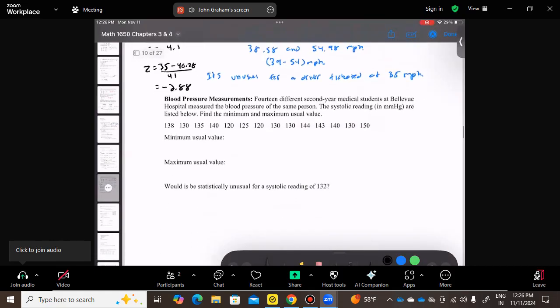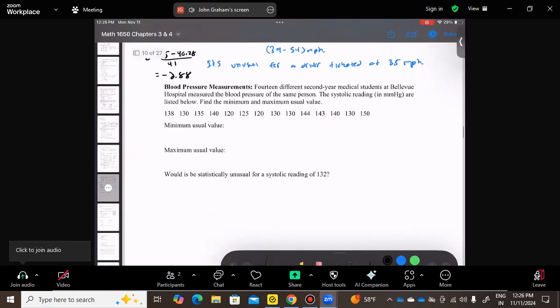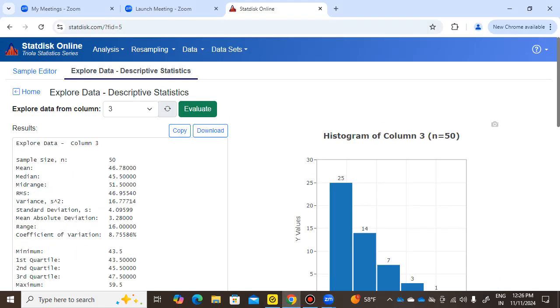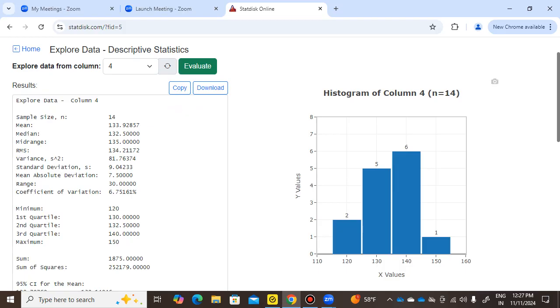Alright, so now let's look at the blood pressure measurements. I'll go back and get the mean and standard deviation. That was in column 4. So, writing this down here, the mean is 133.92 or 93, and the standard deviation is 9.04.